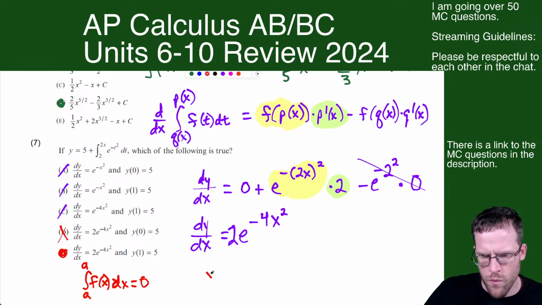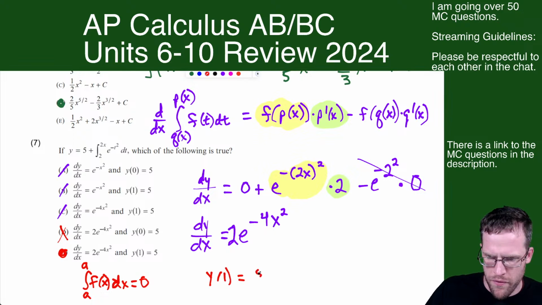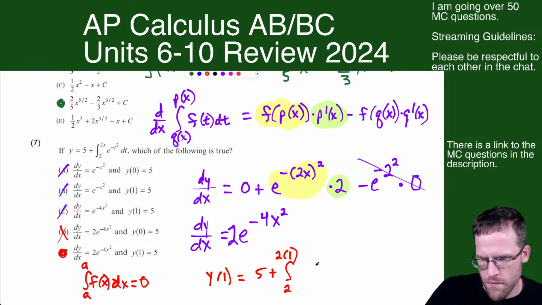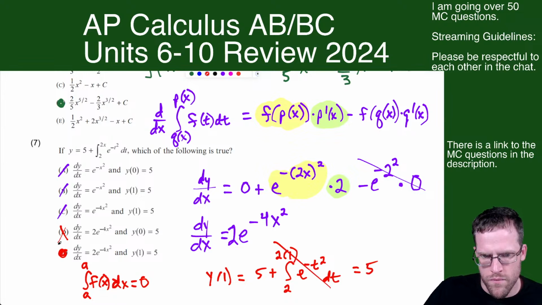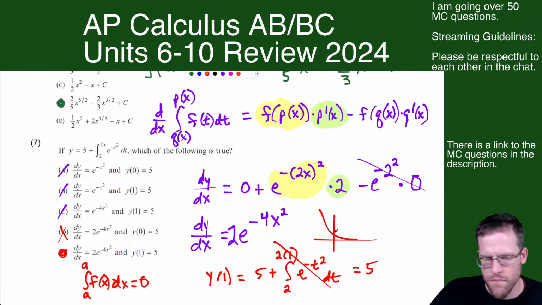So that's why e is jumping out as correct. Because if we plug in 1, y of 1 is 5 plus the integral from 2 to 2 times 1 of e to the negative t squared dt. So this is equal to 0 because of this idea, and it's just equal to 5. If I made it 0, then the limits wouldn't be the same, so e to the negative t squared looks like this. So it would be a non-zero area that we're dealing with, and that would make it not equal to 5.